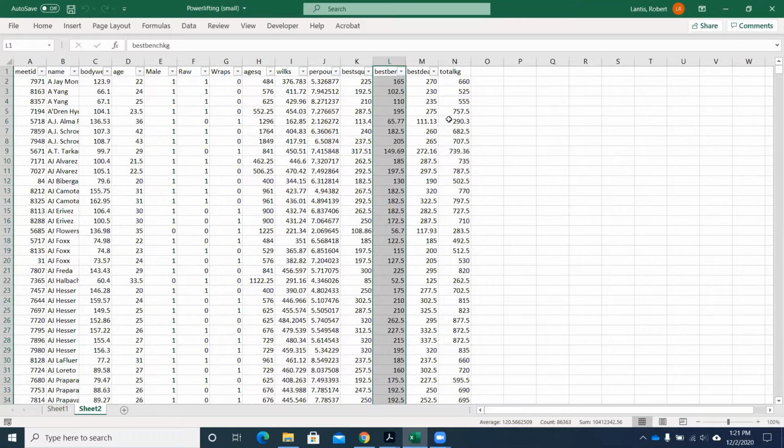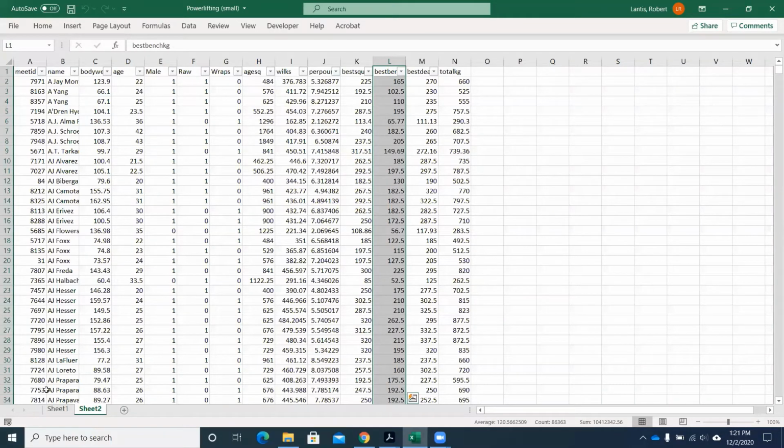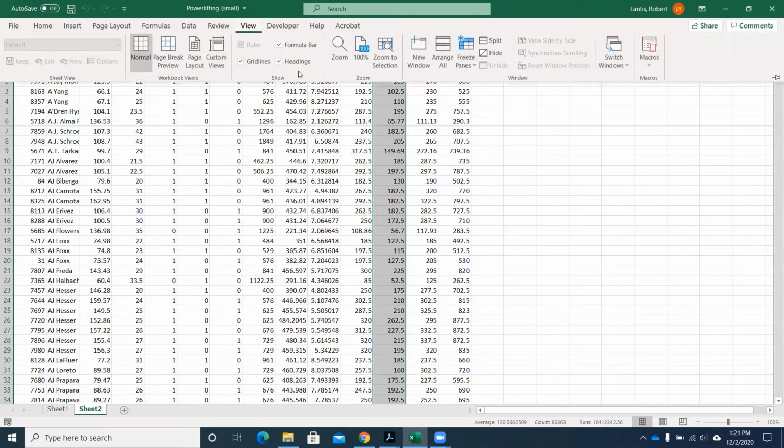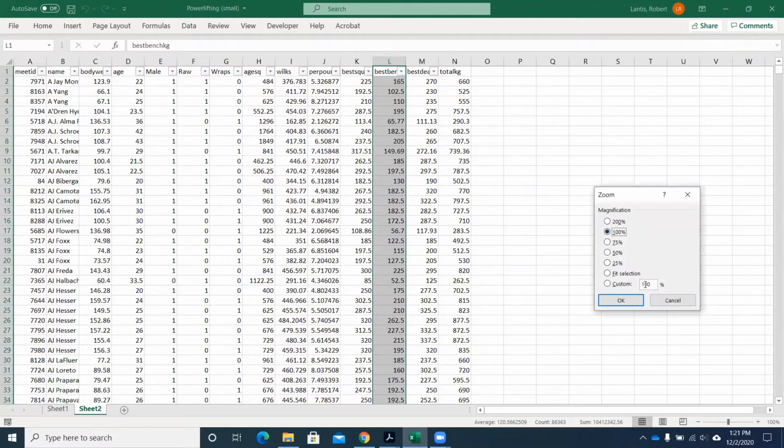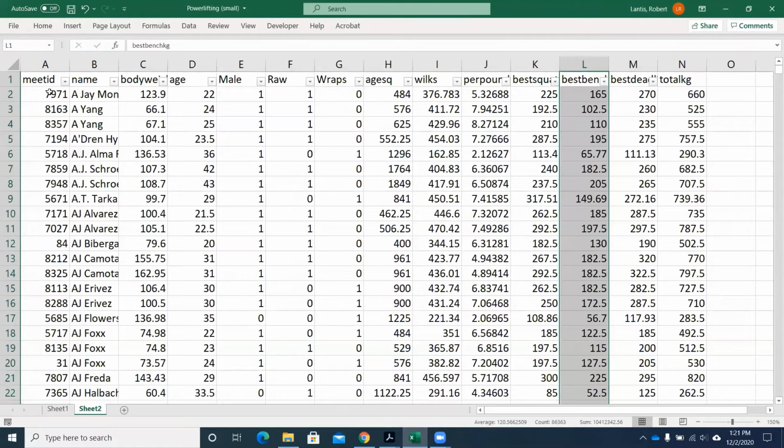So I put this powerlifting small data set up on Canvas. We're going to look at sheet 2 here. There's sheet 1 and sheet 2, and we'll look at sheet 2. We've got all these different variables. I'm going to zoom in so we can see them a little better. We've got the meet ID, the name of the lifter, their body weight, age, and a dummy variable that is 1 if they're male, 0 if not.